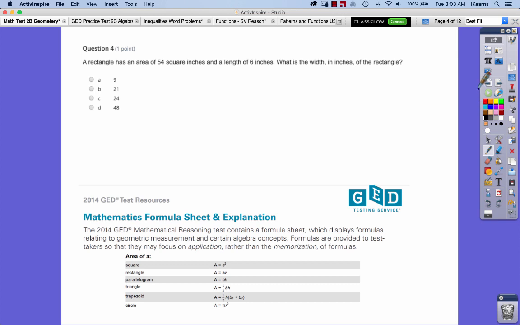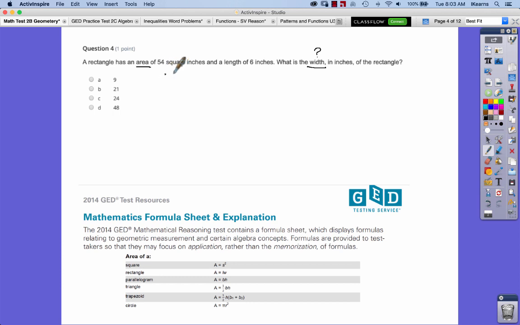Okay, question 4. A rectangle has an area of 54 square inches and a length of 6 inches. What is the width in inches of the rectangle? All right, so if you look at this, we're actually trying to find the width. So this is our unknown, but they mentioned the fact that we've got area.